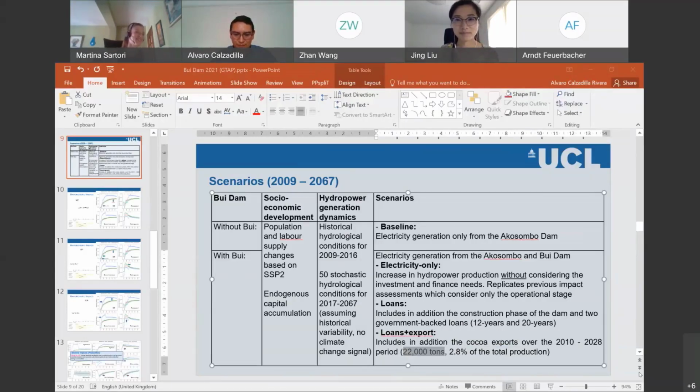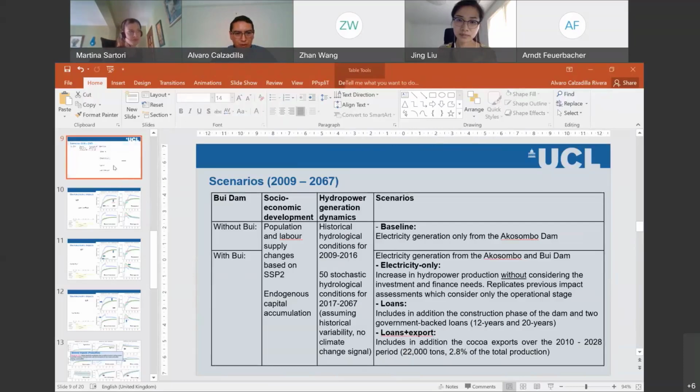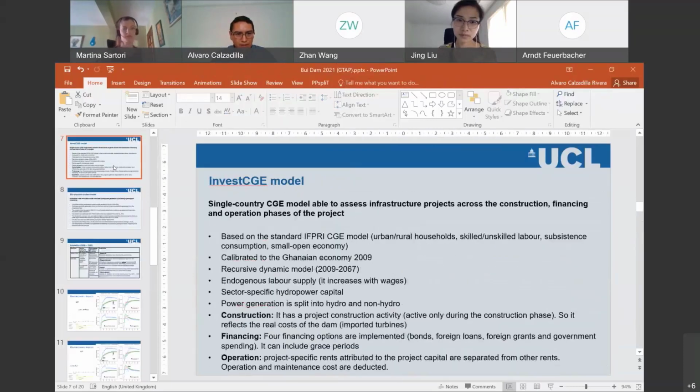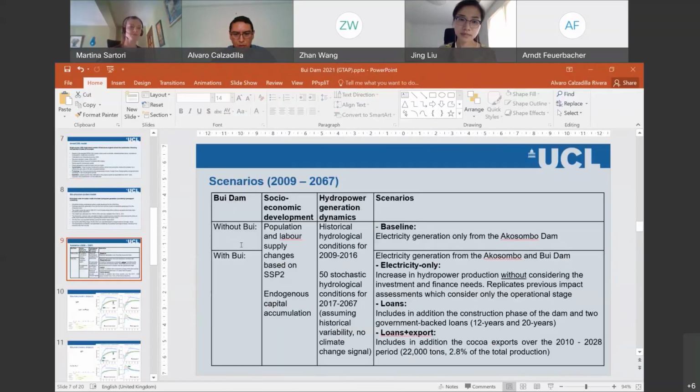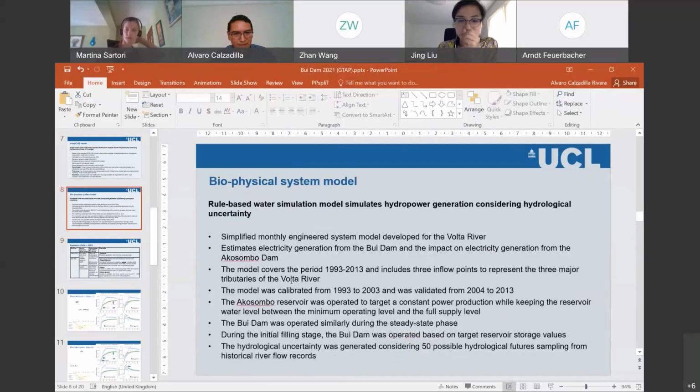On this slide, you show that labor supply changes are based on SSP2, and earlier you said it's endogenous based on the wage. I'm just confused by that. No, we introduced a labor supply curve. What is endogenous is the capital accumulation here. Well, could you give the detail exactly?